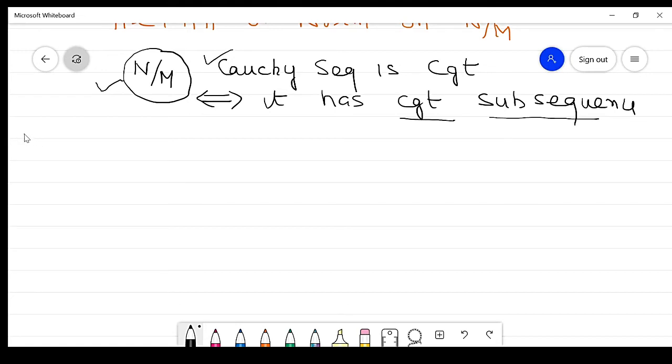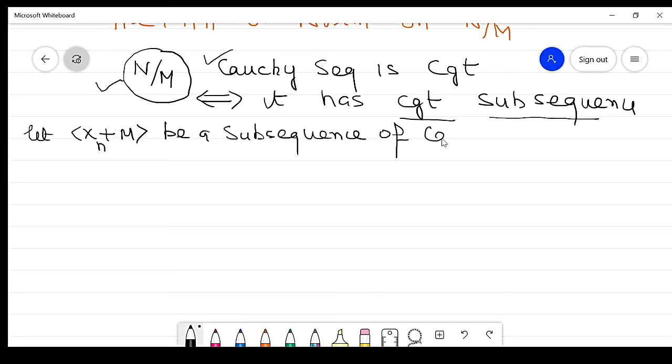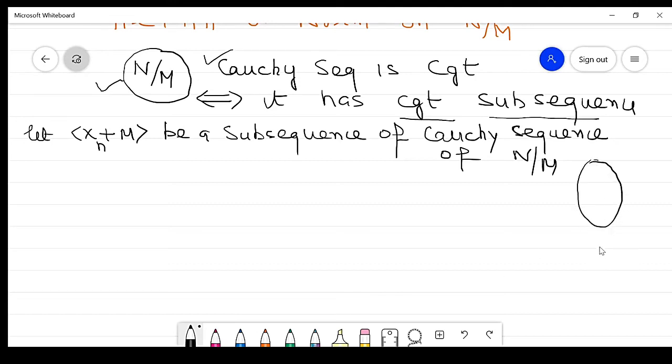So let us take this x_n plus M to be a subsequence of a Cauchy sequence of N by M. So remember very carefully, this is our total space N by M.